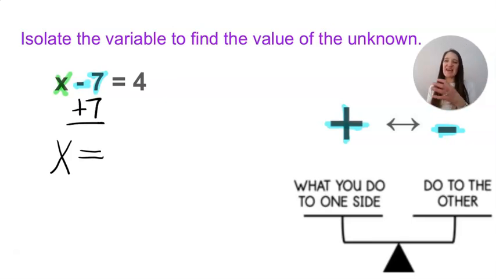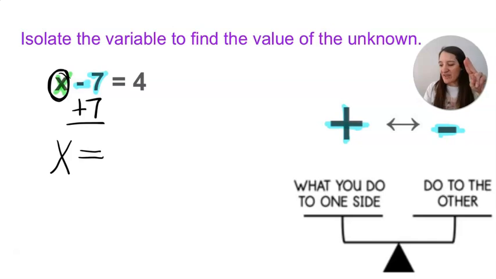Now if I'm in debt $7, my account says negative 7, and I add $7 to that account, that puts me at 0, right? If I owe my mom $7 and then I pay her $7, I now am at 0. And that is why if we have a minus 7 or a negative number, if we add that same amount, we'll get down to 0. And we'll be left with just the x right here. Okay, so that was step 1. We got the x by itself.